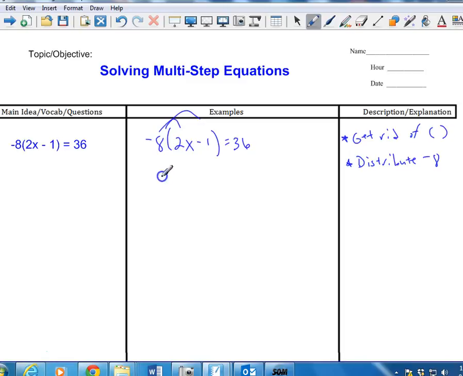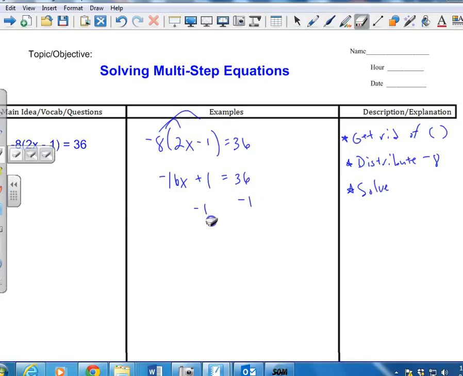Negative 8 times 2x is negative 16x, and negative 8 times negative 1 is positive 1, and don't forget your equals 36 on the right-hand side. And now you're just at a two-step equation. So now you just solve this. It's negative 16x plus 1, subtract your 1. Whoops, I made a mistake. Did you catch it? Wow.